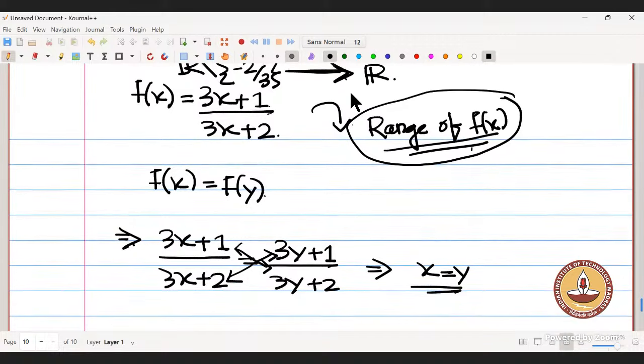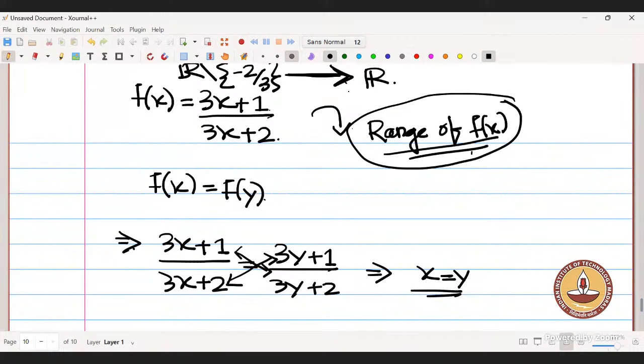So again, what we need to do is find the inverse of this function. Let's say the range of this function is, let's say, D. As far as I know, the range of this function is not the whole of R. Most likely it will miss one point. It will be 3 by 2. So you were saying it will miss 3 by 2. Yes, sir.